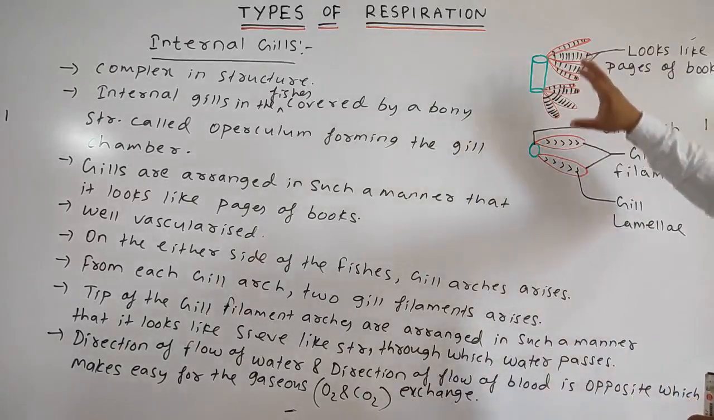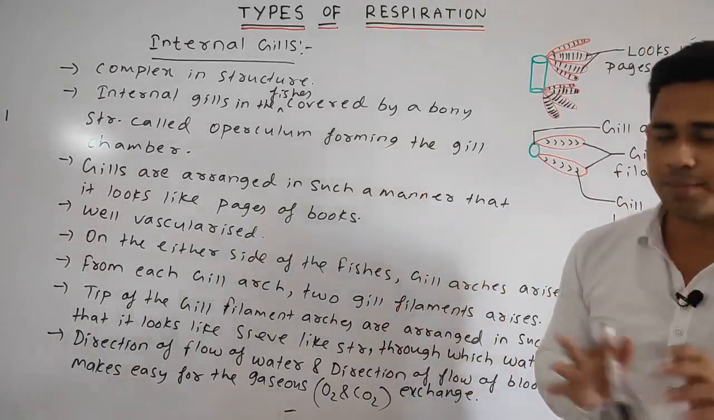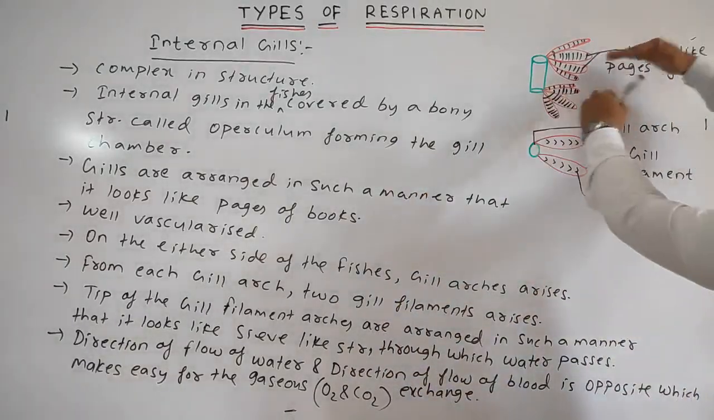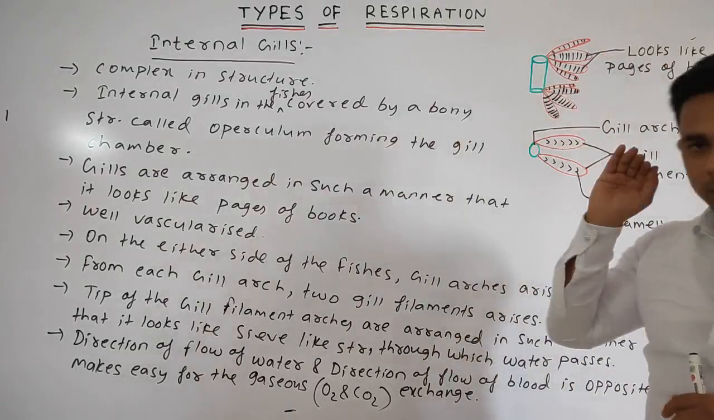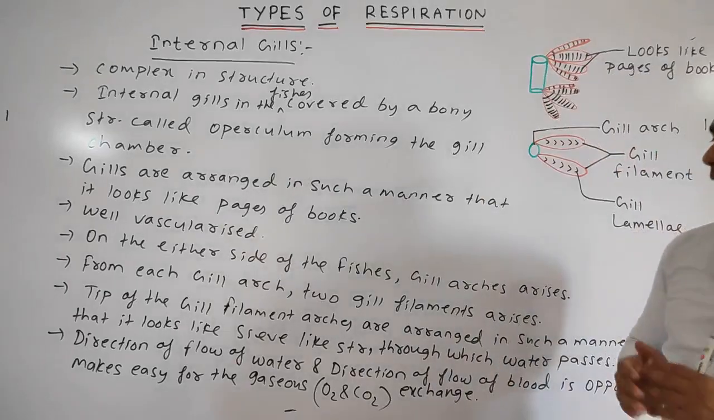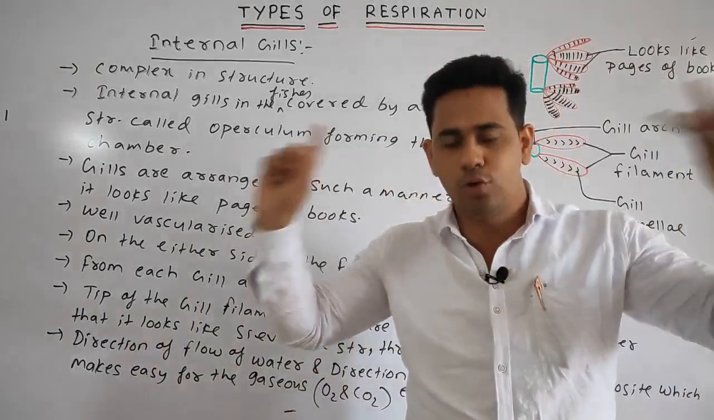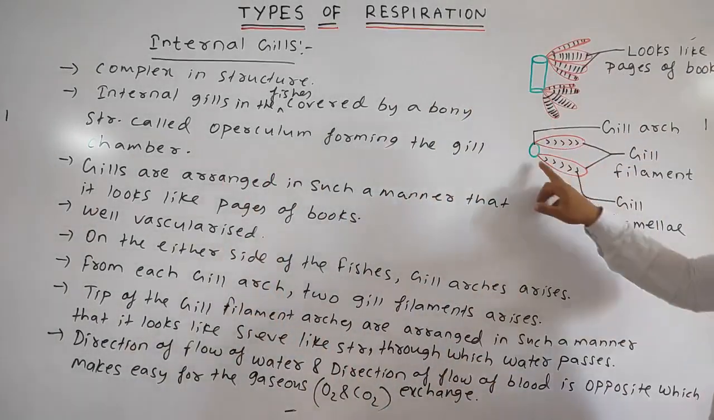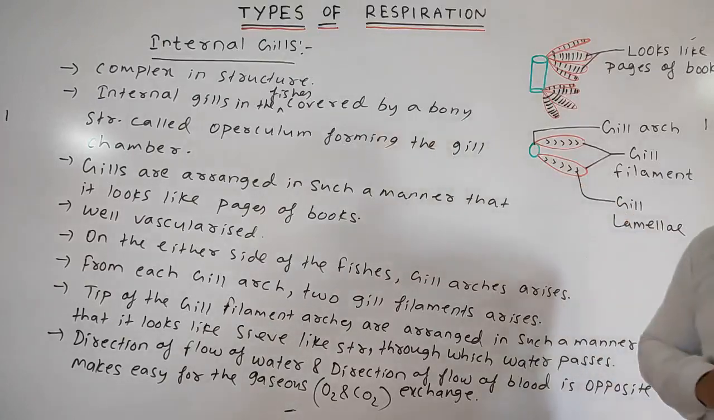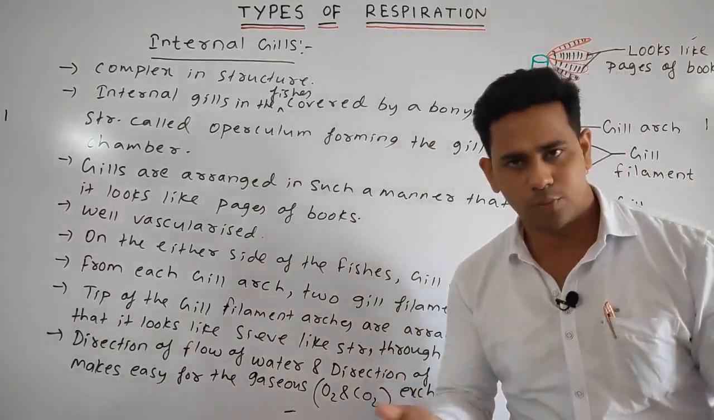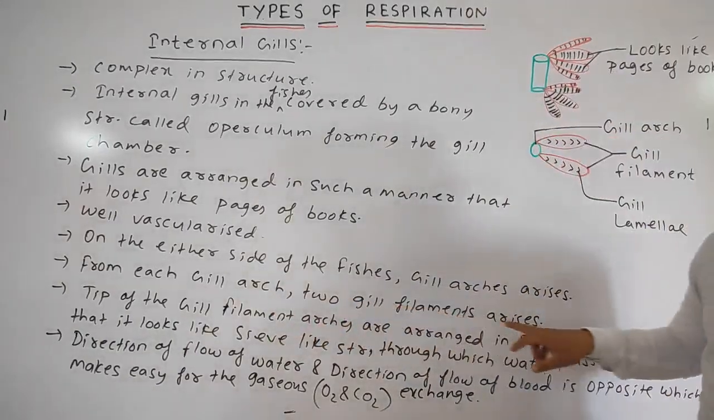Internal gills in the fish are covered by a bony structure called the operculum, forming the gill chamber. The gills are arranged in such a manner that they look like the pages of a book. Well vascularized means a high blood supply is present. On either side of the fishes, gill arcs are present. From each gill arc, two gill filaments arise, having the gill lamella. Simply, it helps in the respiration process only, nothing extra.